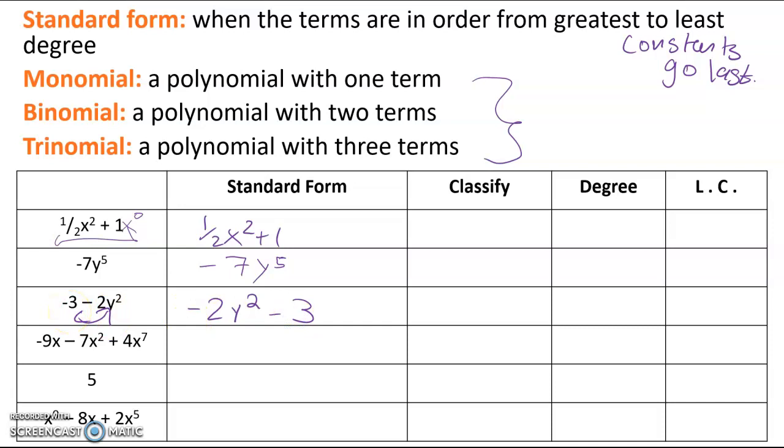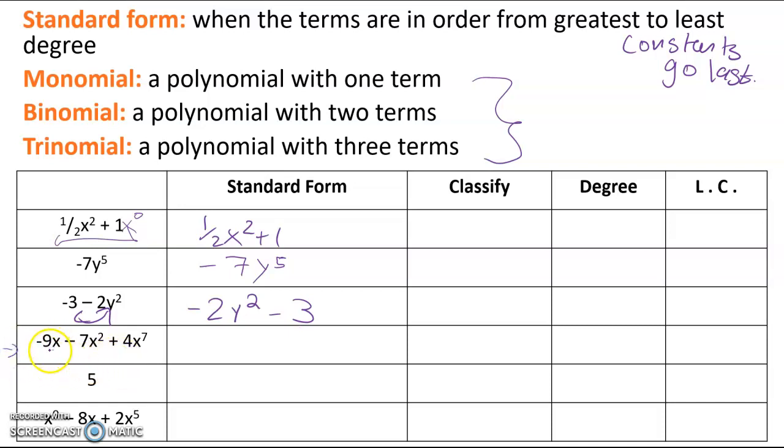So basically, I have my variable with the highest exponent first, and then my constant last. And in this instance, I only have a variable with an exponent of 2 and a constant. That goes last. Okay? Now we go back here to the next one.